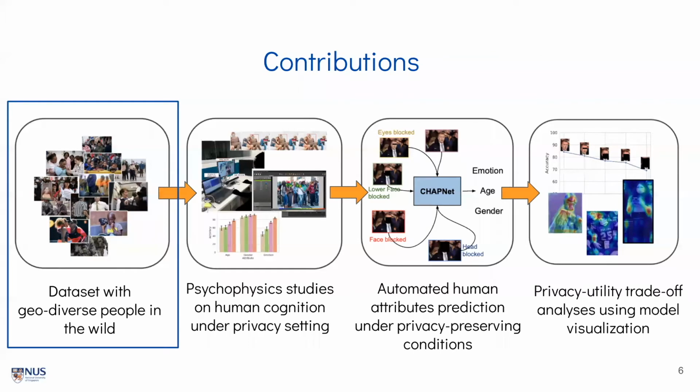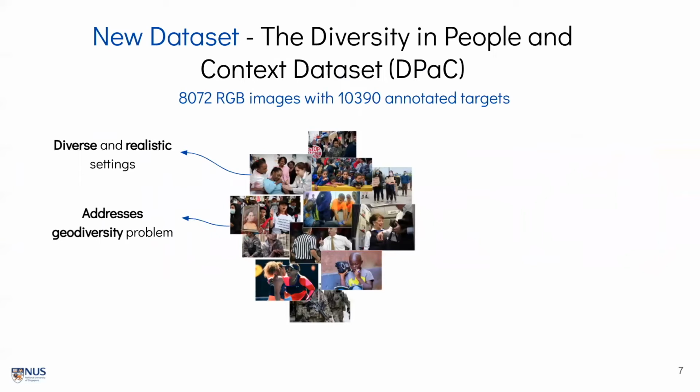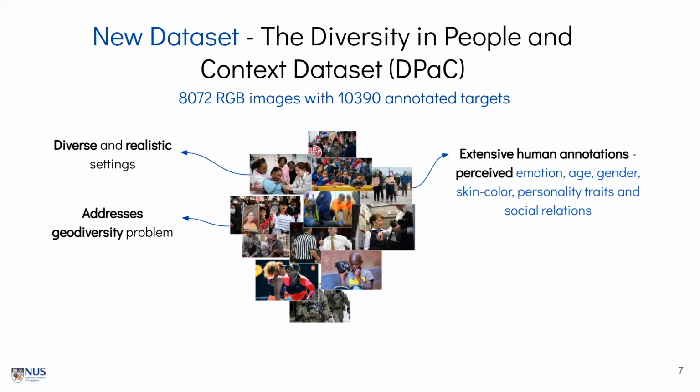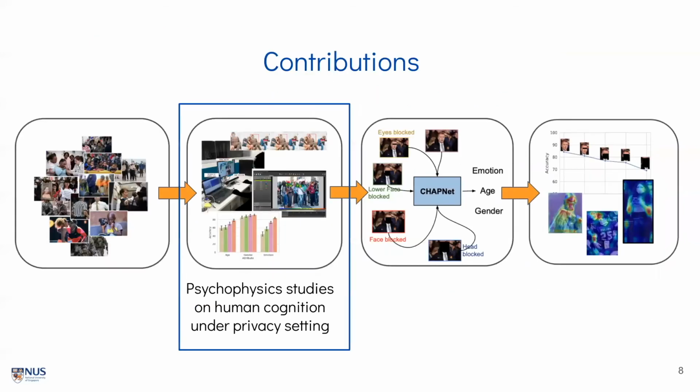About our data set, we propose the Diversity in People and Context data set, DPAC. It is unique in various ways. It consists of images of people in diverse and realistic settings. It is the first dataset of its kind to address the geodiversity problem. It is rich with extensive human annotations. It comes with both the face and body bounding boxes and includes automated annotations as well.